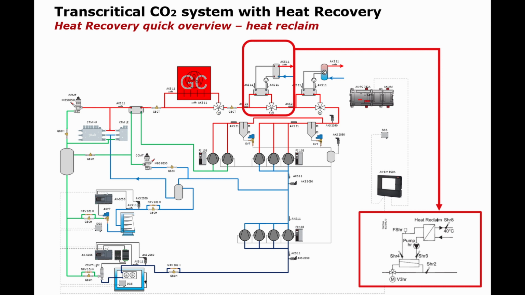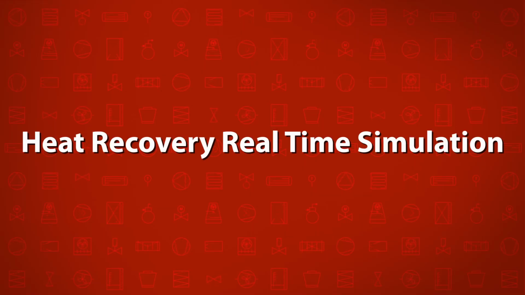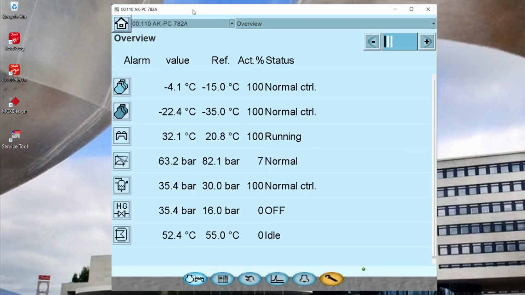Let's take a look at the real AKPC 7H2A in the laboratory, using the service tool to understand better how it works. Now, I will use the tunneling feature to have access to the AKPC 7H2A via the AKSM800A System Manager. This way, we can analyze the pack controller and check how it is working. In this application, we have a transcritical CO2 booster pack, configured with a heat recovery, the tap water circuit. Here in our laboratory, we can simulate the several conditions for a pack.